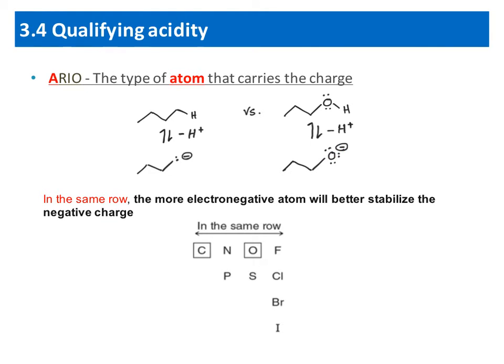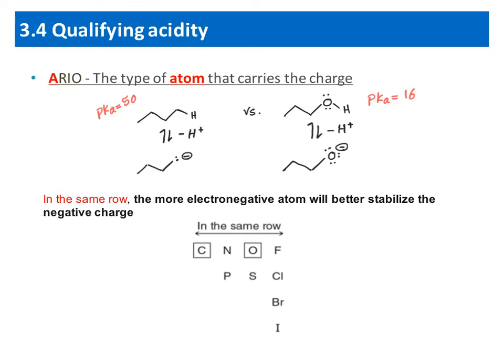So what do you think? Which one is more stable? So we know that oxygen is more electronegative than carbon, so it likes to take the negative charge, meaning that this anion is more stable than this one. Therefore, the alcohol is the stronger acid than the alkane. And we can even compare the pKa values here. So the pKa for an alcohol is 16, and for alkane is 50. So even the pKa confirms our work.